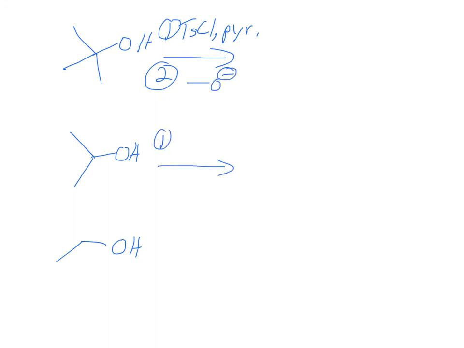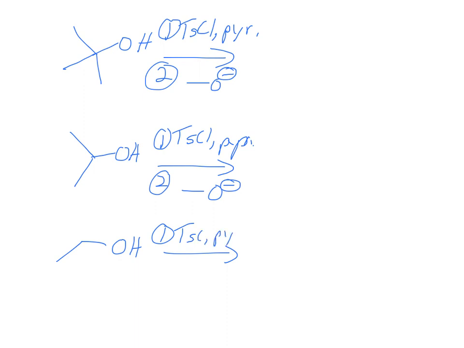I'll do the same reagents for all of them, make this really easy. Step 1, tosyl chloride in pyridine. Step 2, methoxide. What are going to be the final products for all of these?